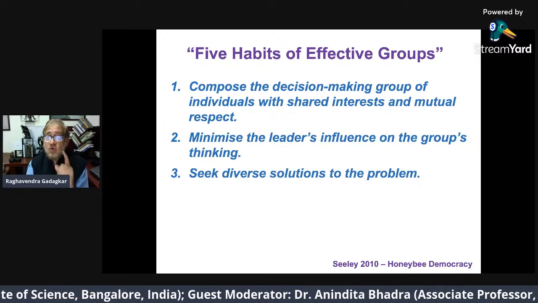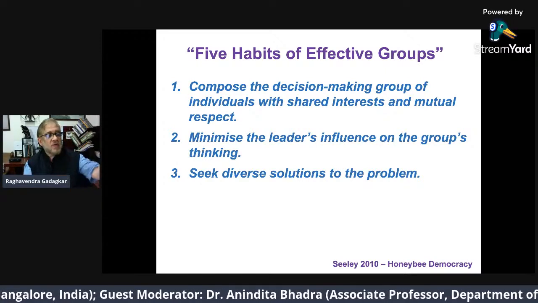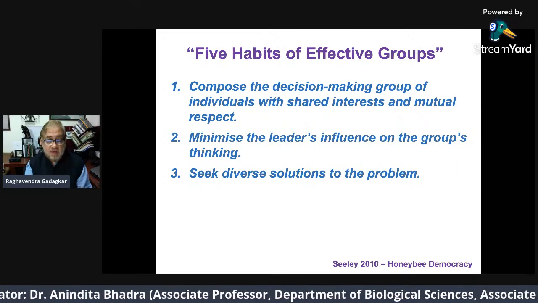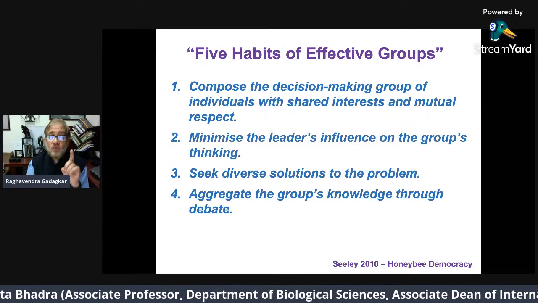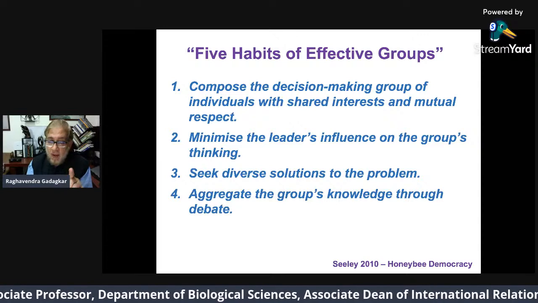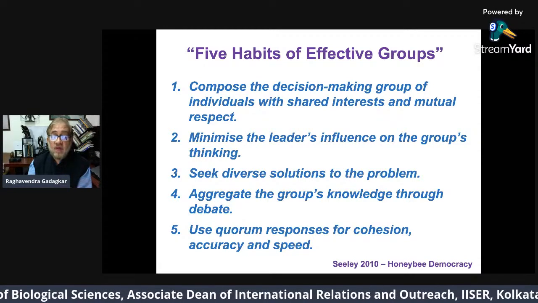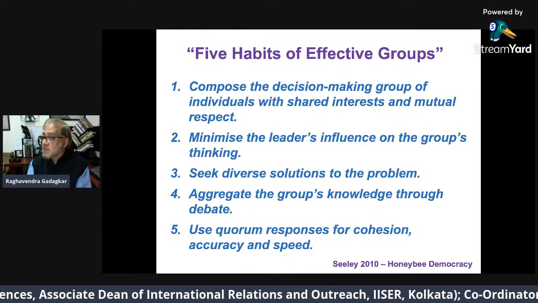Seek diverse solutions to the problem. One bee doesn't go and say, I found a site, let's all go there. There are many things considered. Aggregate the group's knowledge through debate. And use quorum response for cohesion, accuracy and speed rather than consensus.